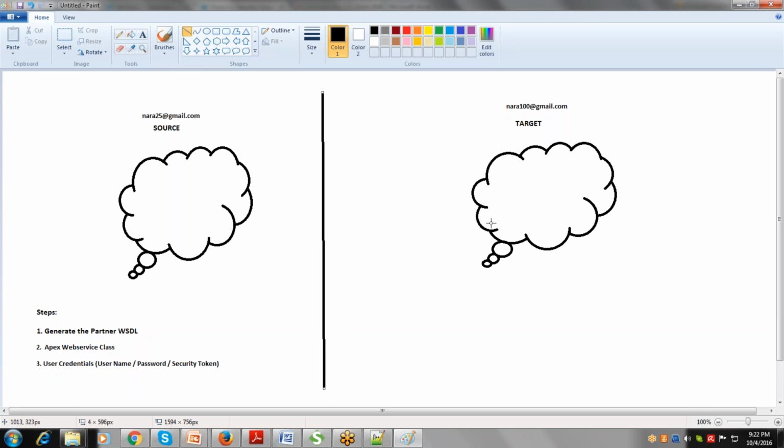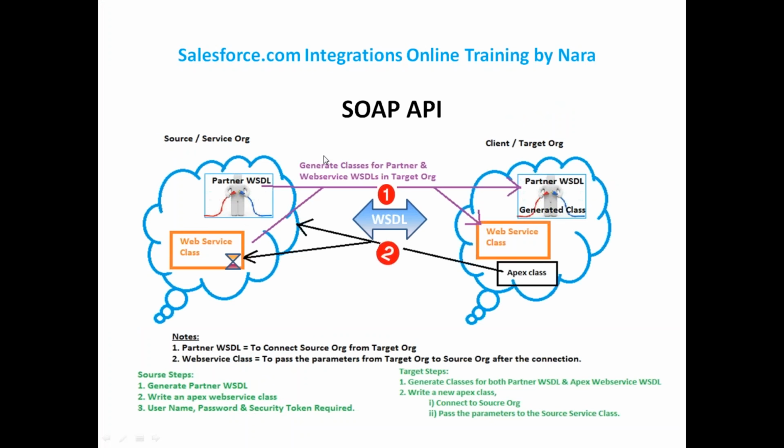So let's talk about the target. What are the things we have to do in the target organization? Let's go to the screen again. In the source organization, what we did is I generated a partner visual, I wrote a web service, and I know the credentials. These are the steps you should do in the source organization for any integration process.